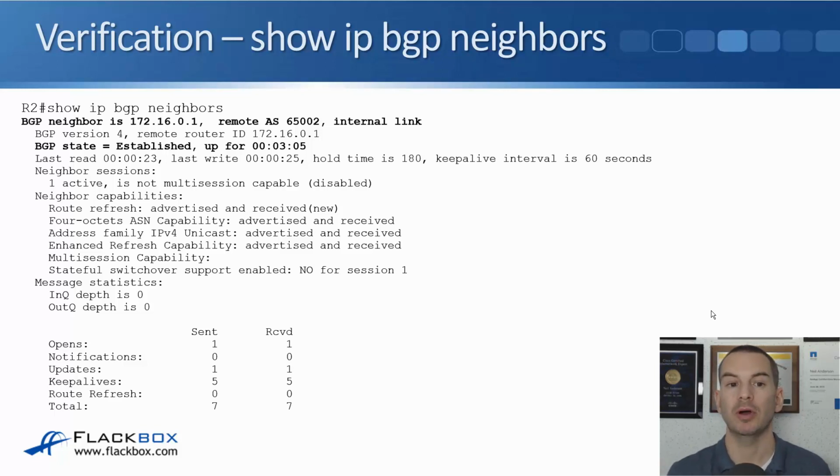You'll notice in here when we do the show ip bgp neighbors command, this is on R2, and we can see that the neighbor 172.16.0.1, which is over at R1, the BGP state is currently established. That is good. If you see BGP state active, it sounds good, but it's not. It's bad. It means that it's actively trying to establish peering and it's failing. So active is bad, established is good.